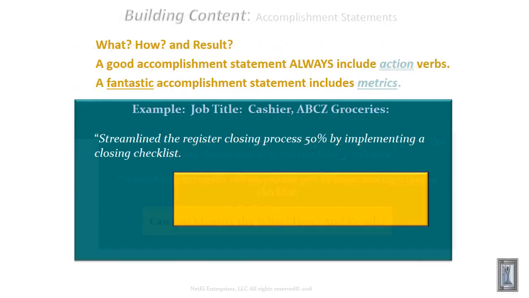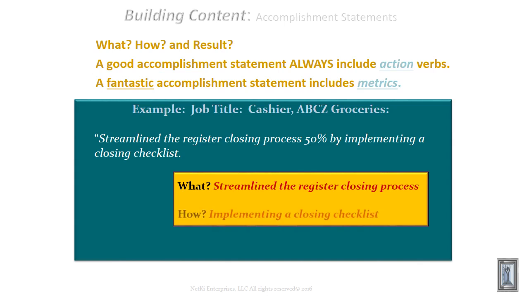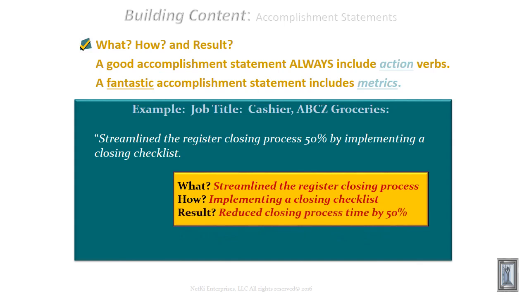As we look at the example, streamline the register closing process 50% by implementing a closing checklist, let's try to find out if we have just a good accomplishment statement or a fantastic accomplishment statement. So let's answer the question, the what, how, and the result. In this statement, the what was streamline the register closing process. The how was implementing a closing checklist. And then what was the result? Reduce closing process time by 50%.